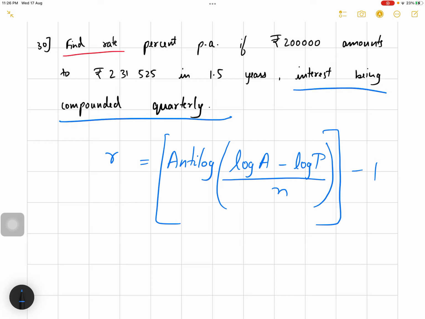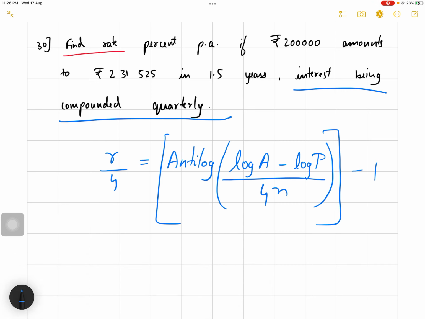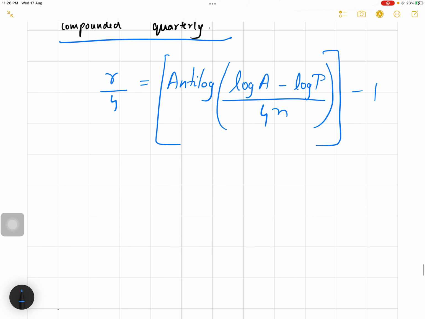But because interest is being compounded quarterly, in a year interest is computed 4 times. So r divided by 4 and n multiplied by 4. So now this is the formula. Okay, so let us substitute.